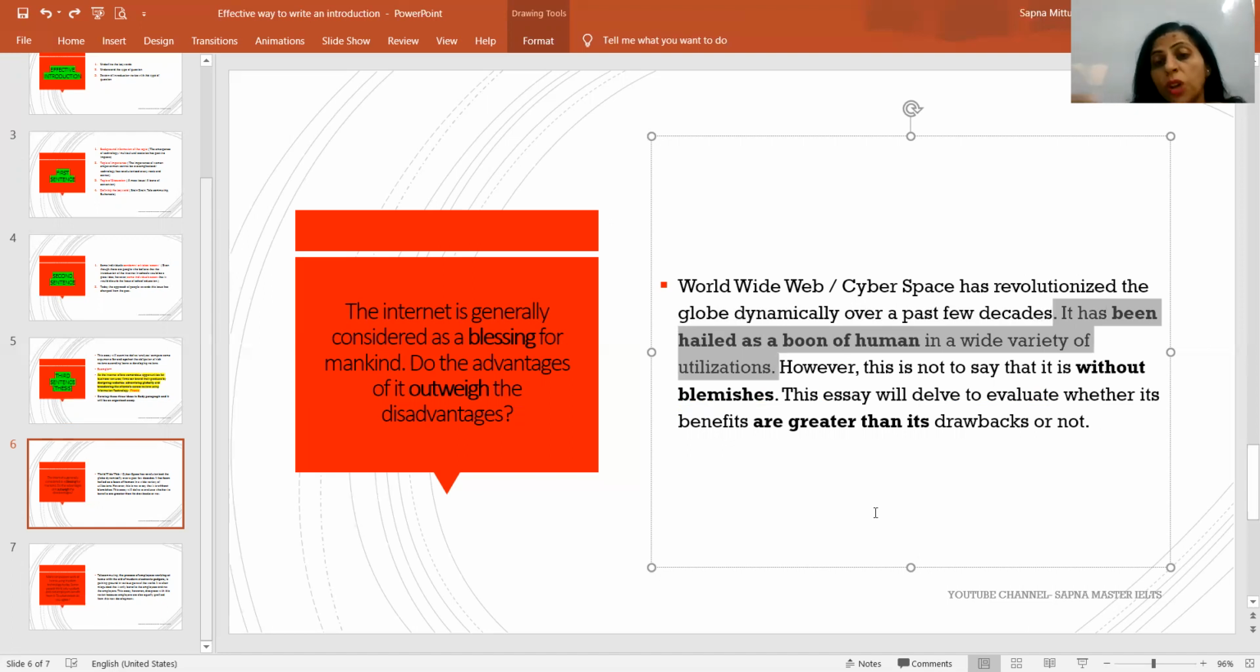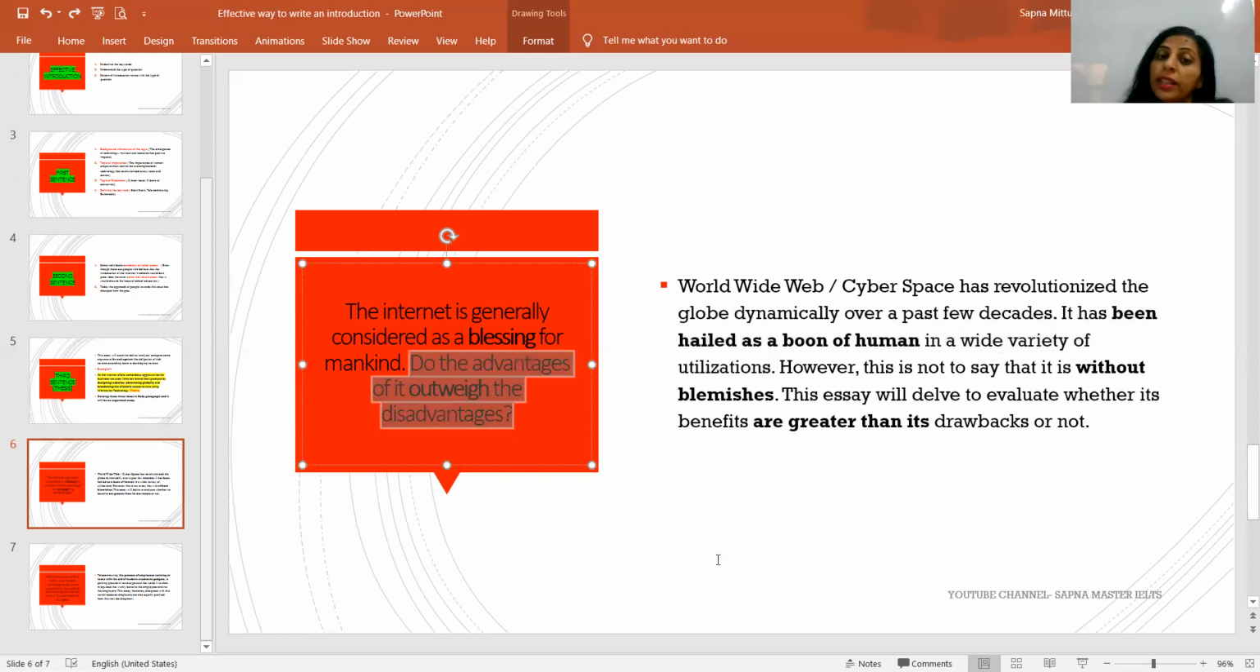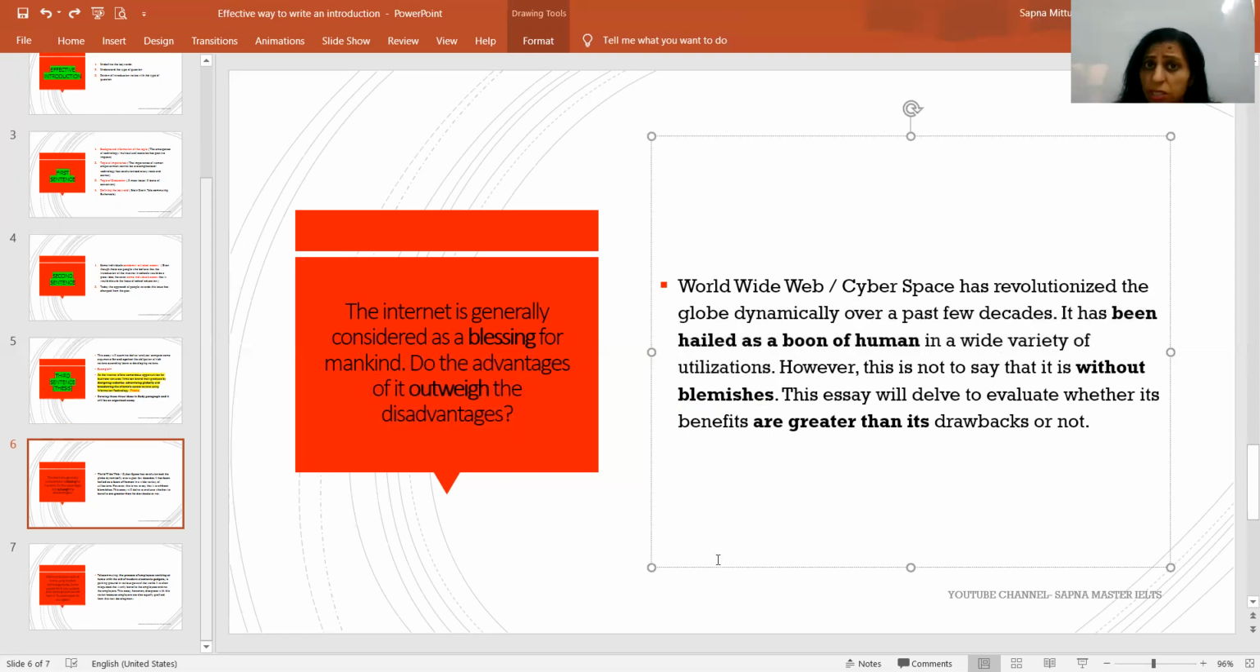"However, this is not to say..." Now, do the advantages outweigh the disadvantages? In this case, they are asking whether the advantages are more or the disadvantages are more. So I have a partial opinion, meaning I have two opinions. So here I'll say, "However, this is not to say that it is without blemishes." Instead of using advantages, disadvantages, pros and cons, merits, demerits, I just wrote "without blemishes."